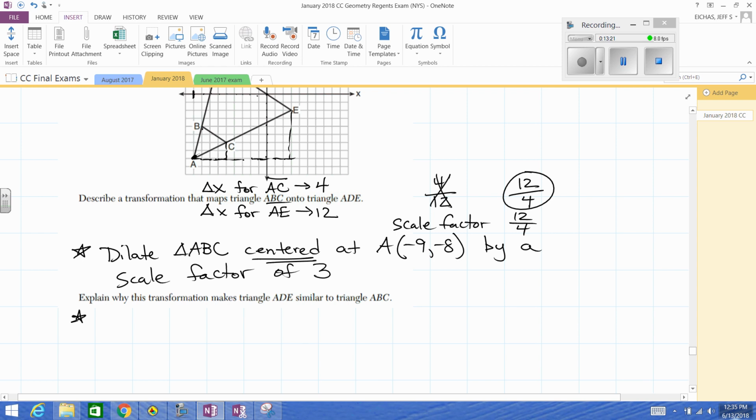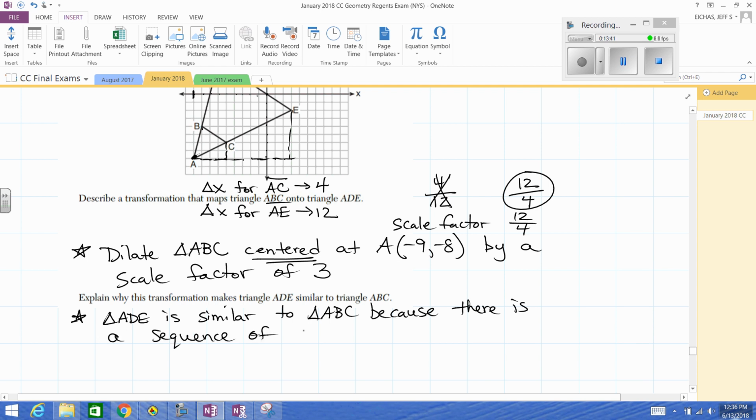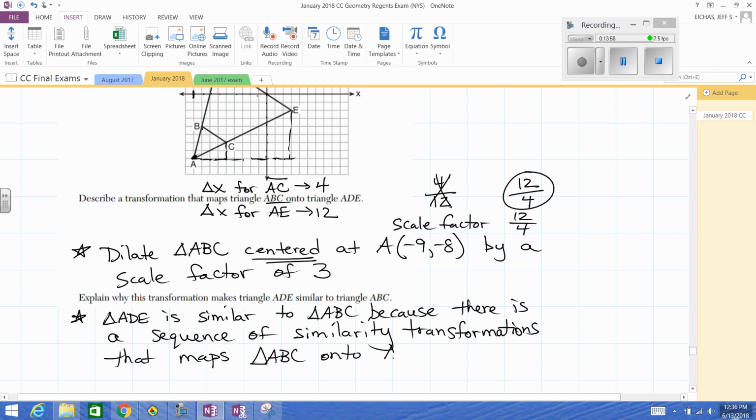Okay. Triangle ADE is similar to triangle ABC because there is a sequence of similarity transformations that maps triangle ABC onto triangle ADE. And that's it.